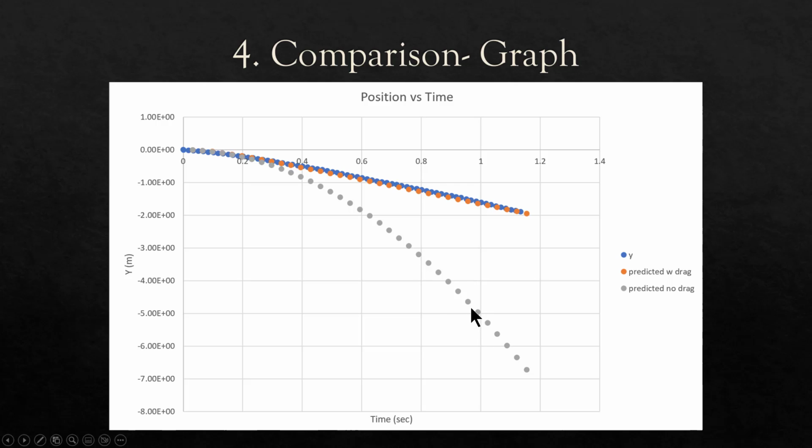Here's a comparison of the three data sets. The blue line is the observed data set, so the real world. The orange line is the predicted data set that we just went over, that includes drag. And the gray data set is the prediction that does not include drag. As you can see, the real world data set and our predictive model that includes drag are very close together.